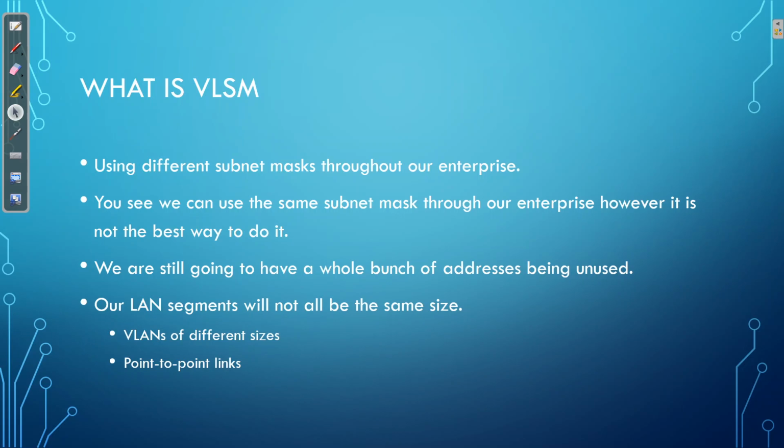Just use a different subnet mask for each LAN segment, and this is the beauty of VLSM. We can tailor the subnet size for each LAN segment in a very, very specific manner. So, as an example, if a LAN segment has 50 hosts, we can use one subnet mask for that LAN segment, and we can use a different subnet mask for a LAN segment which has 2 hosts. So now we're tailoring the experience towards how big that LAN segment is.